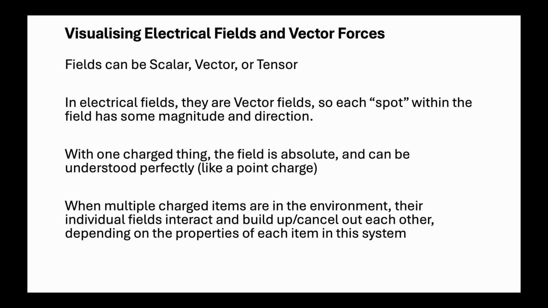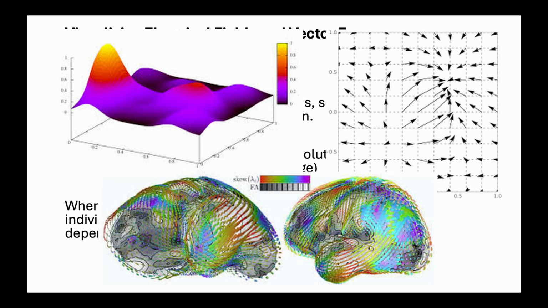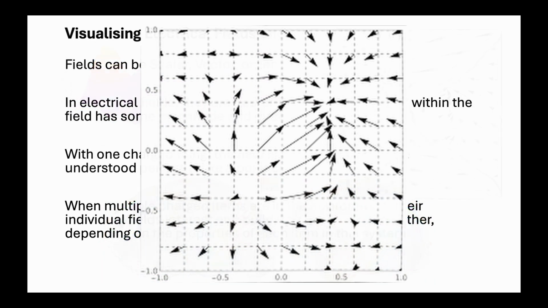Something else to establish is that fields can be scalar, vector, or tensor, but electric fields are vectors.